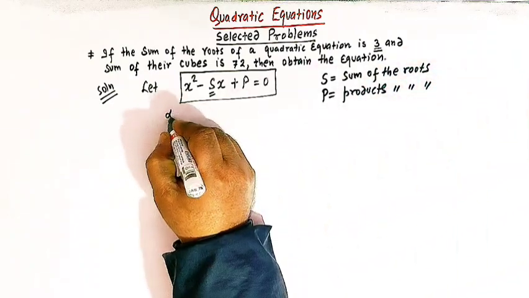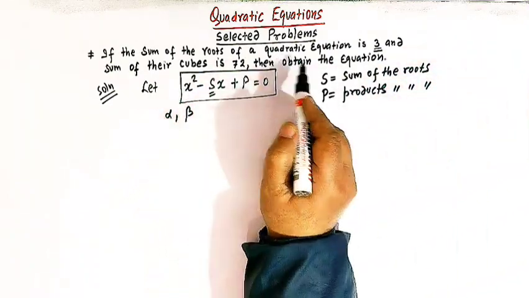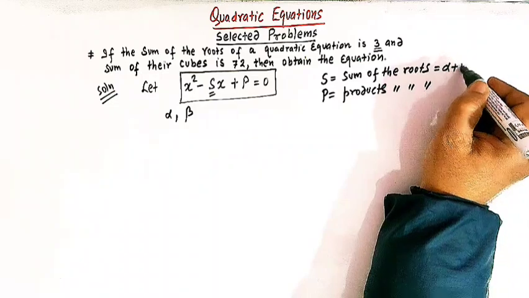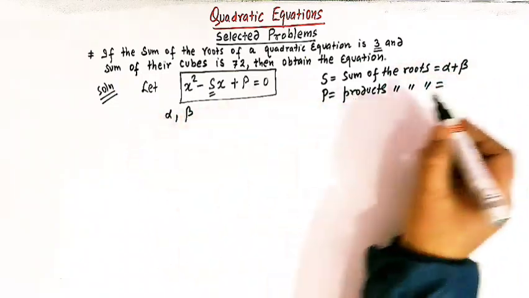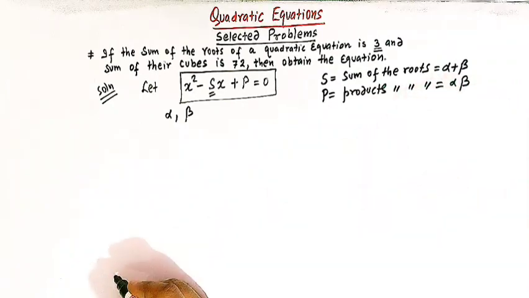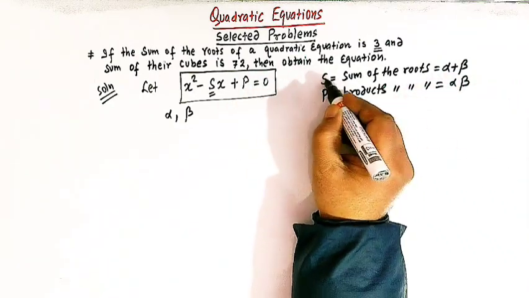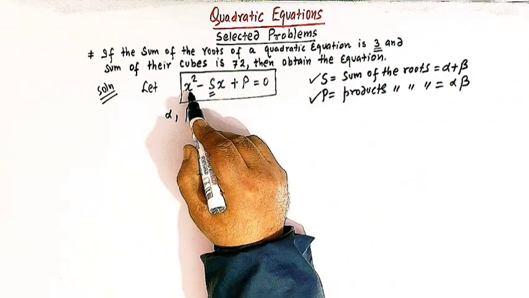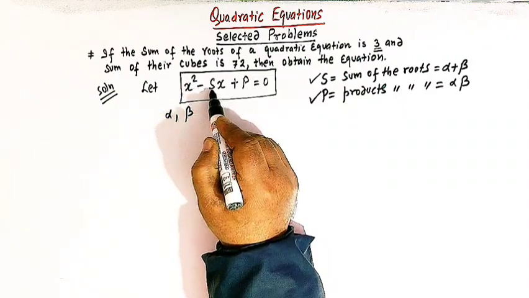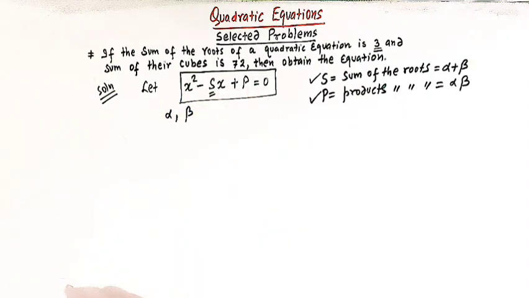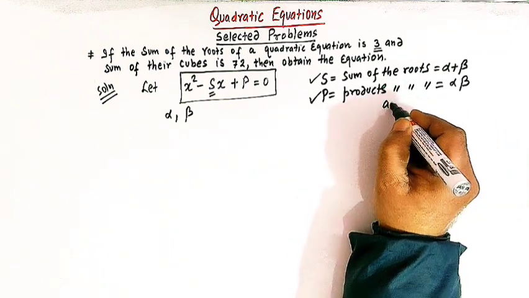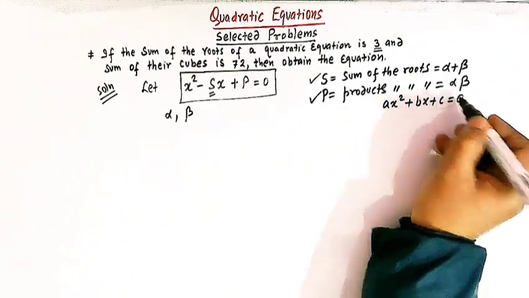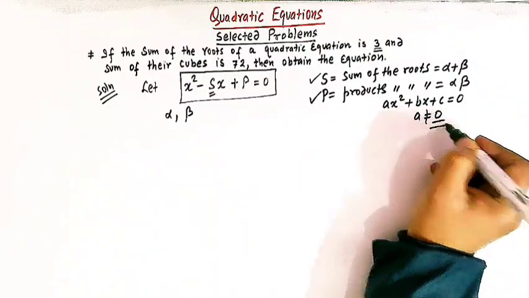So if we take alpha and beta as the roots of the equation which is to be obtained, then s is alpha + beta, and the product of the roots is given by alpha times beta, right? Whenever we are given the sum s and the product p, any quadratic equation can be written in this form, that is x² - sx + p = 0. And we already know that the standard form of a quadratic equation is ax² + bx + c = 0, where a is not equal to 0, right?